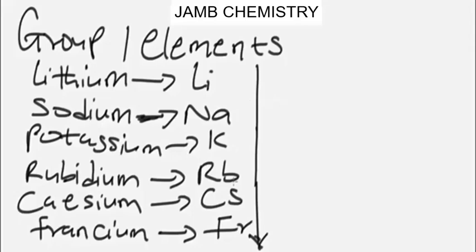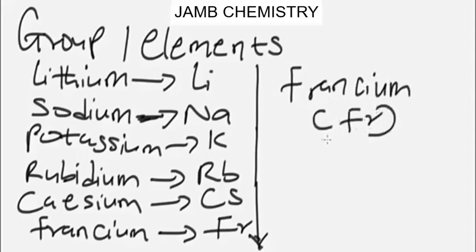So if you are asked what the most reactive metal in the periodic table is, your answer should be calcium. The short form is Fr. So this should be your answer: calcium is the most reactive metal in the periodic table.